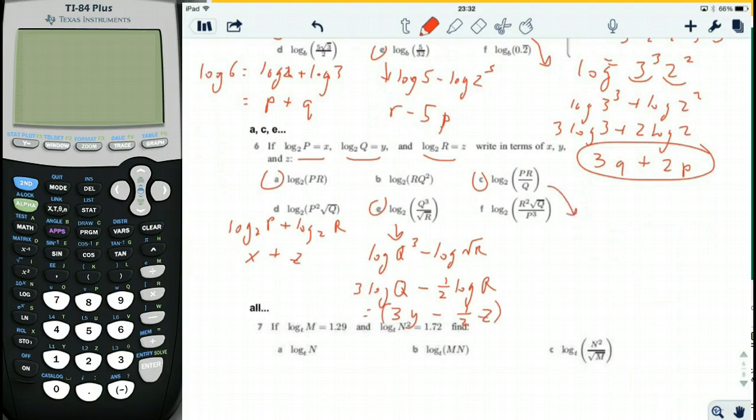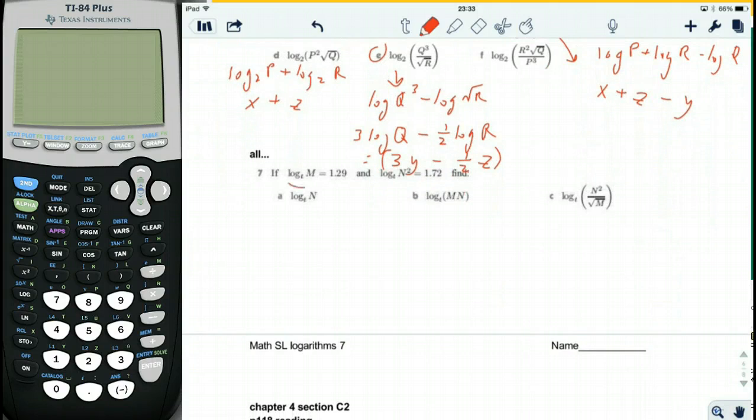Okay. Log base 2 of p times r divided by q. So that would be log of p plus log of r minus log of q. So that would be x plus z minus y.